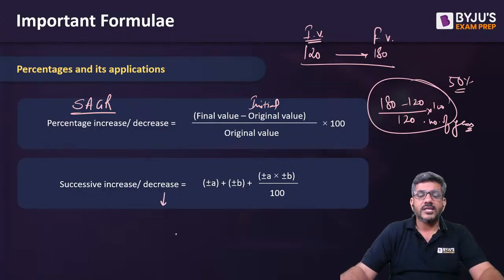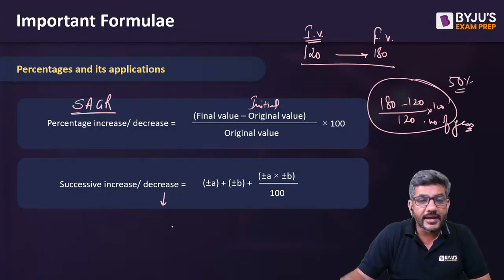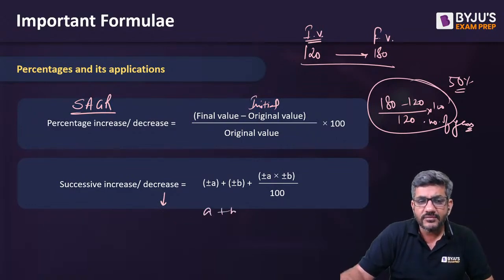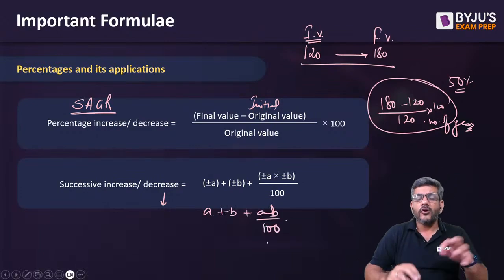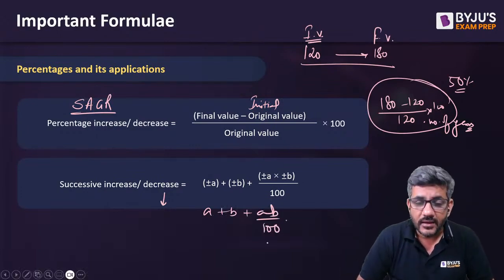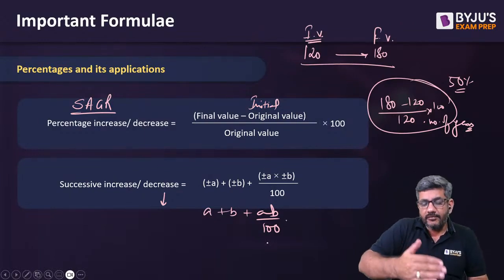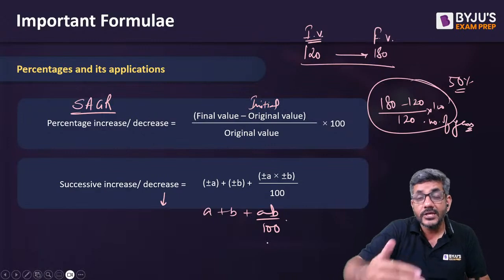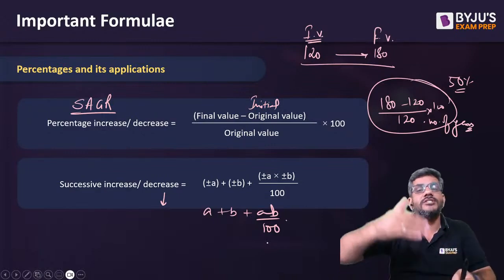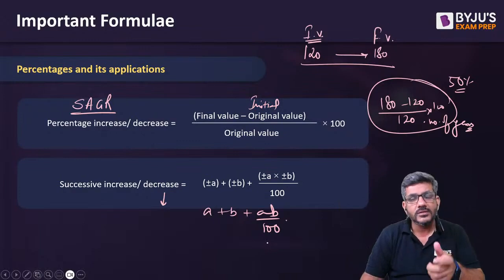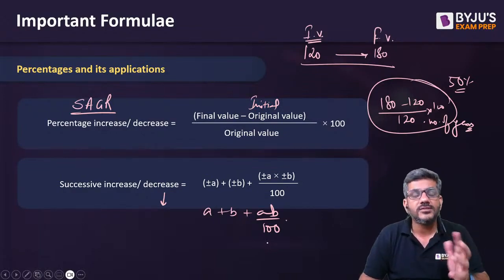When we talk about successive percentage increase or decrease, generally we call it successive percentage change. You must have heard of this formula, A plus B plus AB by 100. But this formula we actually use when there is a change which is successive. A value is changed by a certain percentage, then that changed value is changed by another percentage. I'm using the word change because whether it is increase or decrease does not make a difference.